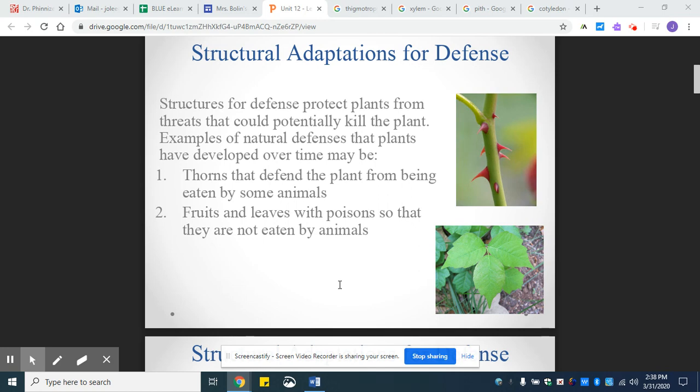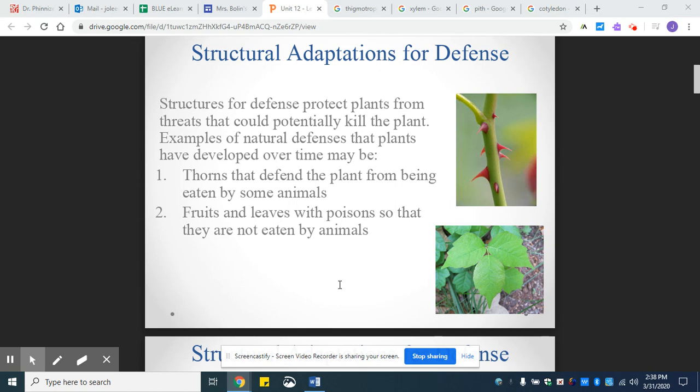And then in that bottom right picture, have you ever heard the saying, leaves of three, let it be? That's potentially poison ivy in that photo. So yes, you would want to leave that alone. Animals wouldn't want to eat that because it would make them sick, possibly killing them, depending on the animal itself.